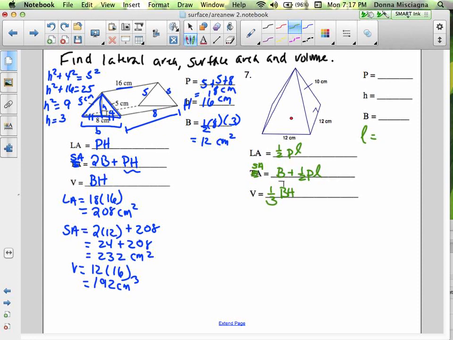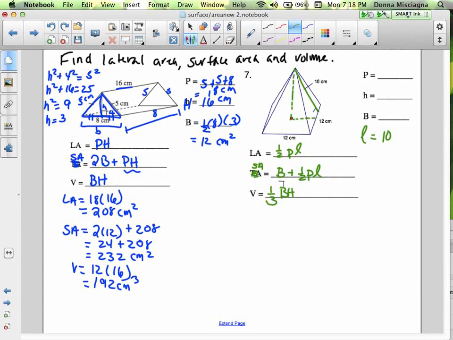We're given some of these things. We're given the slant. This is on the outside. Ooh, not very straight. That 10 there is on the outside. Closer. Let's just put it right there. Close enough. That 10 there is our slant. So we're going to use that for surface area and lateral area. But we're going to need to find the height.